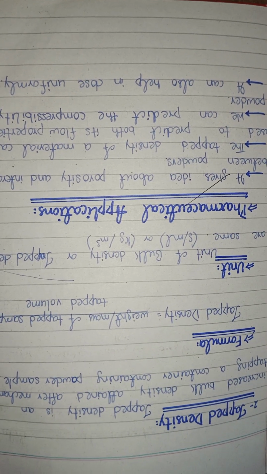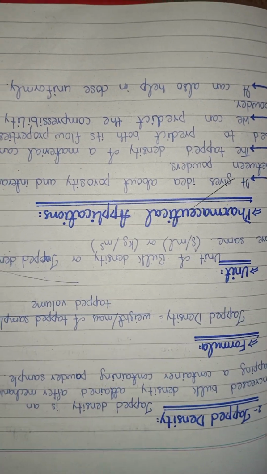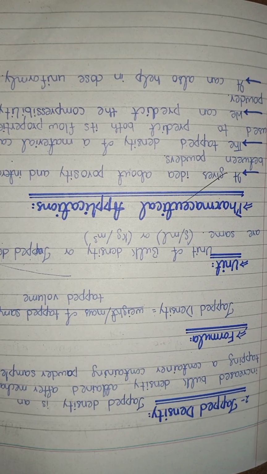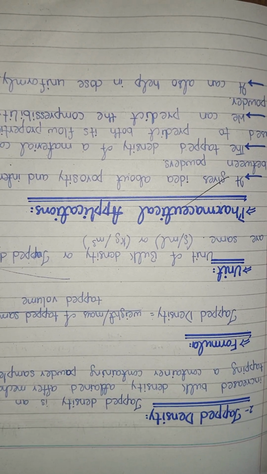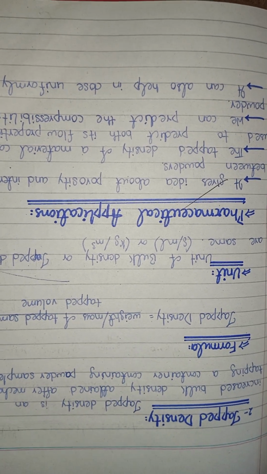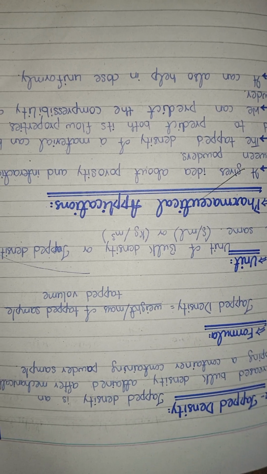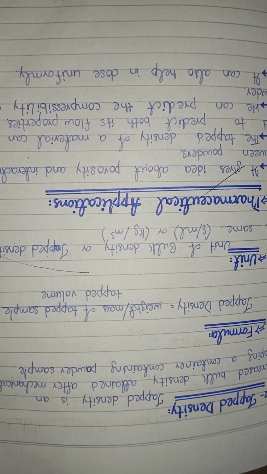The third point is that we can predict the compressibility of a powder. The word compressibility means how the powder undergoes compression. Whenever pressure is applied on it, how it undergoes compression is called compressibility. The last pharmaceutical application is that it also helps in dose uniformity. It produces uniform drugs.